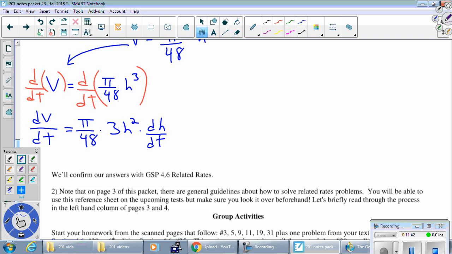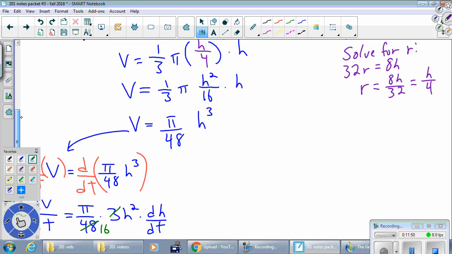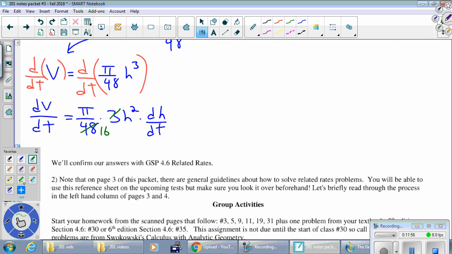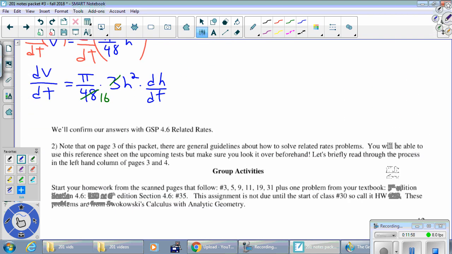Okay, so let's cancel just a little bit. 3 and 48 reduce, 16 on the bottom. And now we're ready to start substituting in. So if we take a look, we are given that dv dt is 2. So let's write that in. 2 equals, I'll put it h squared over 16 times dh dt.